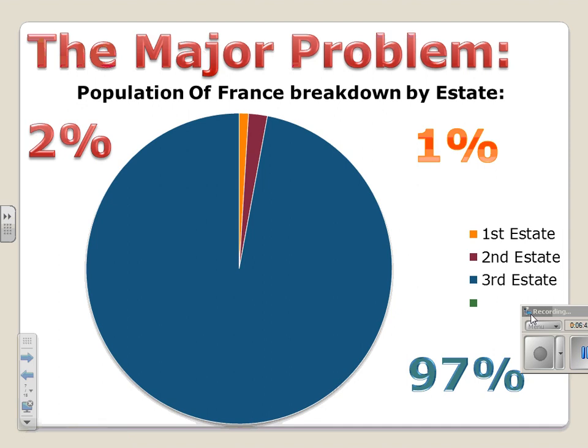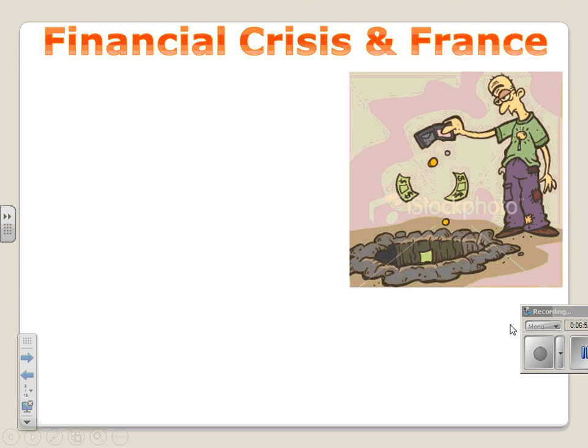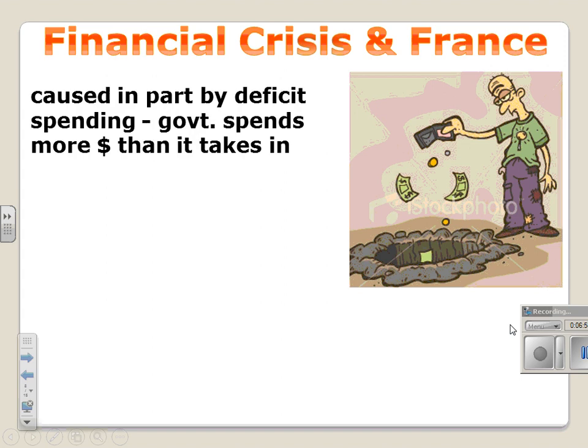So I want to talk just a little bit about what's the point of taxes? So why was France in such a financial crisis? Well, they were in a financial crisis in part because of something called deficit spending. Right? And deficit spending is when a government spends more money than it brings in. I don't want to talk a lot about deficit spending right now, but I want you to put a little star or highlight that definition because we are going to talk about it in class. It's an important concept for your personal finances, and it's an important concept for understanding governmental finances.